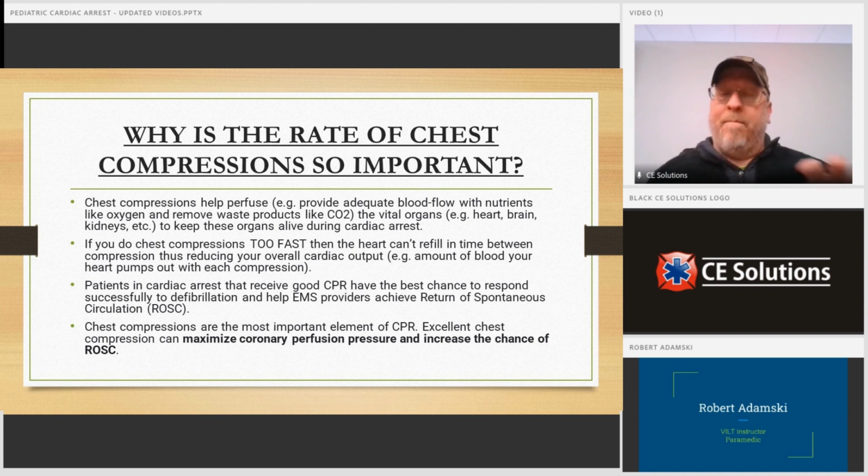So both of those reasons are why chest compressions are the most important element of CPR, and why they actually will give your patient the best chance of survival and you the best chance, as an EMT, as a first responder, of regaining ROSC, or that return of spontaneous circulation.